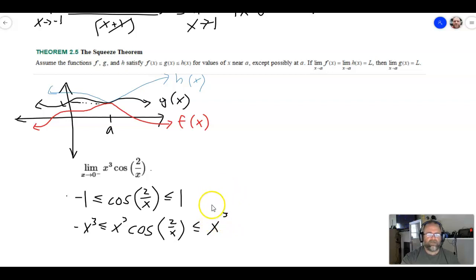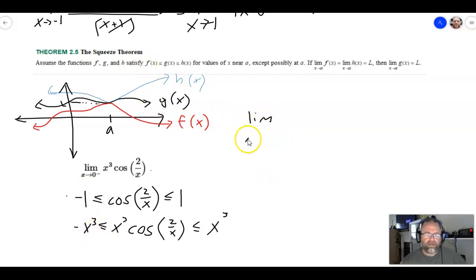And now all we need to do is look at the limit of the first function as x approaches a, which our a is 0, and the limit of our last function. And if those happen to be equal, then we know that the function that is squeezed in the middle, nested right between those two functions, has to be that same limit. So let's look at the limit. We'll start with the f of x function, the first one.